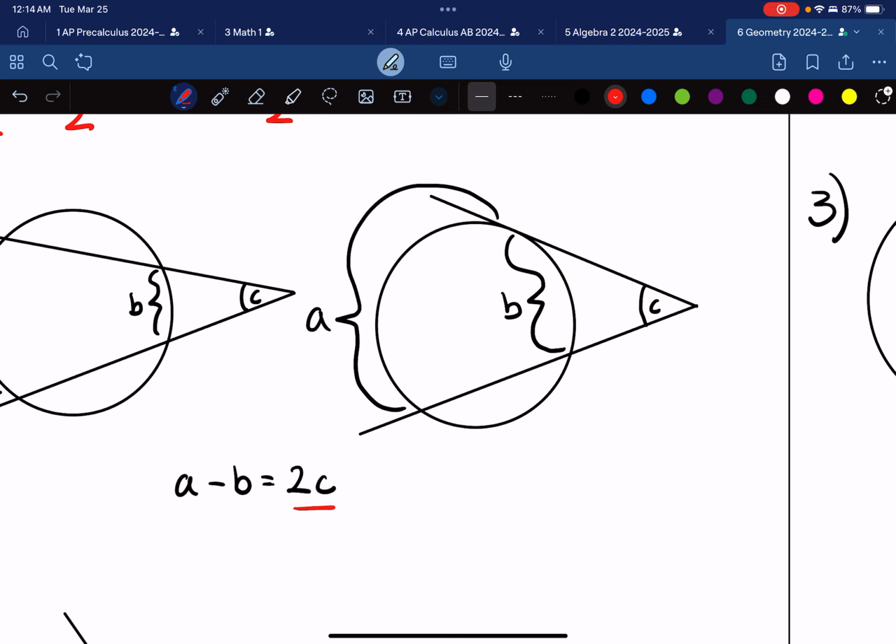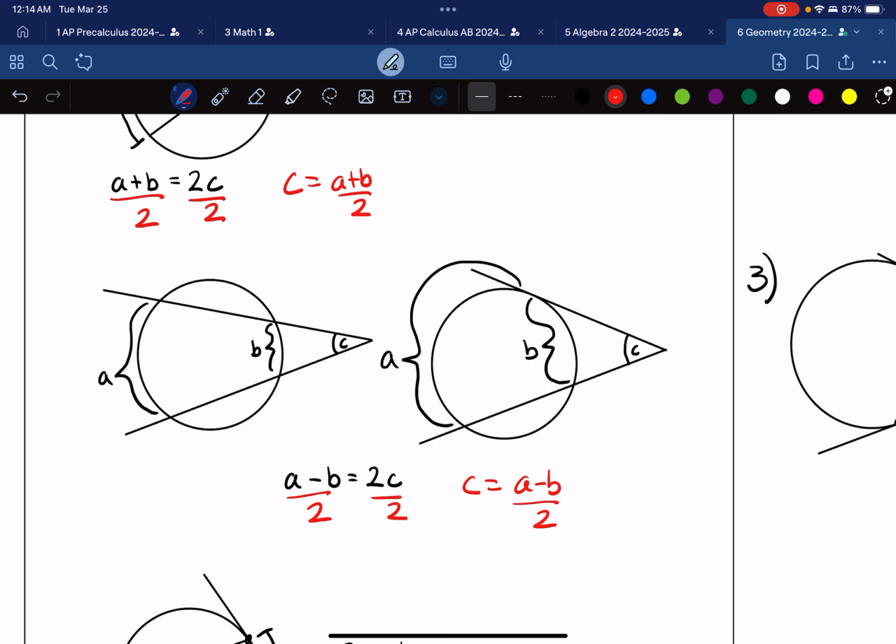We can divide both sides by 2. Divide by 2, divide by 2. And you get C by itself. Again, the 2's cross cancel. And now I get A minus B divided by 2, which is very, very similar to the last formula that we had. We had A plus B over 2, and now I have A minus B over 2.